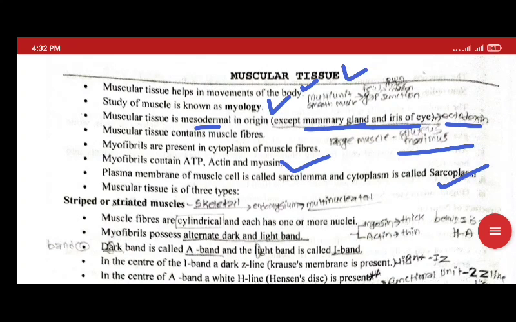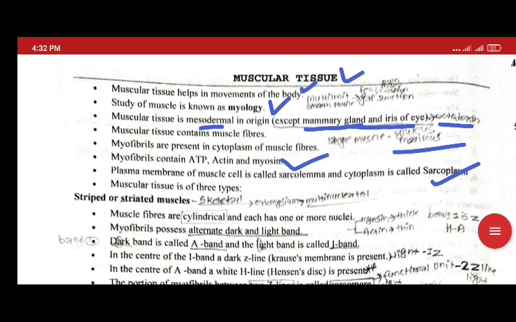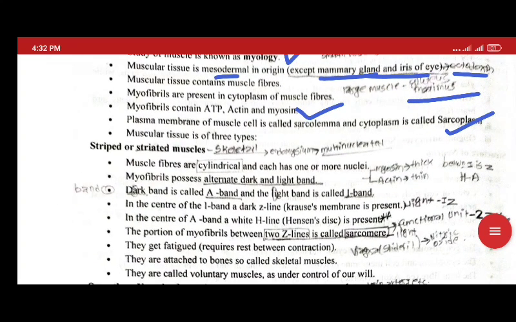Muscle tissue is of three types, we already know, and muscle is what? Mesodermal in origin, and it contains what? Three types of muscles: skeletal muscle or striated muscle, that is called what? Multinucleated. If this is skeletal, then it has two types of protein, myosin and actin, and that are arranged in alternate light and dark bands.